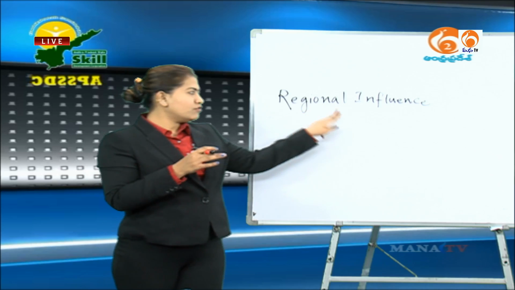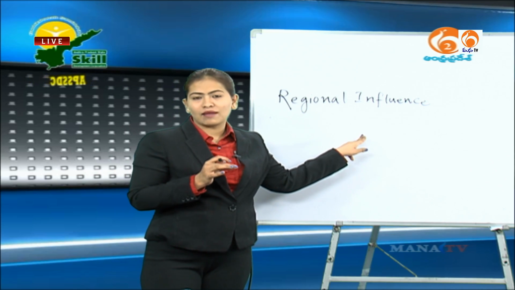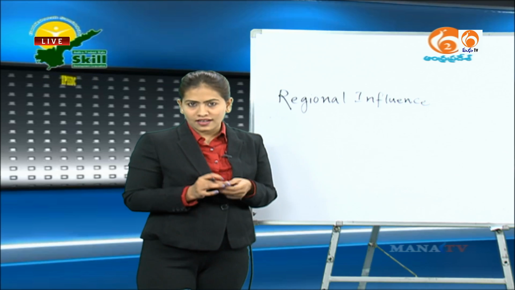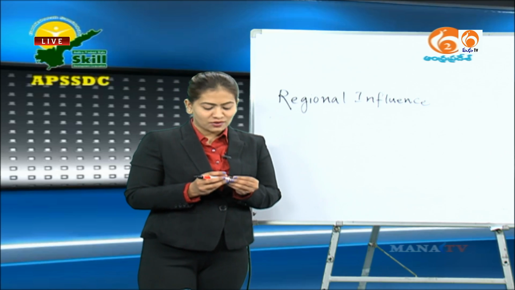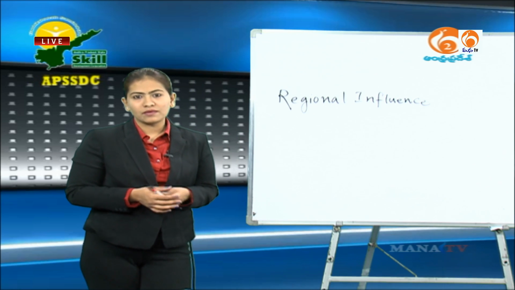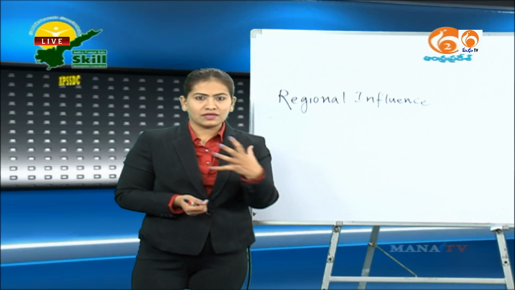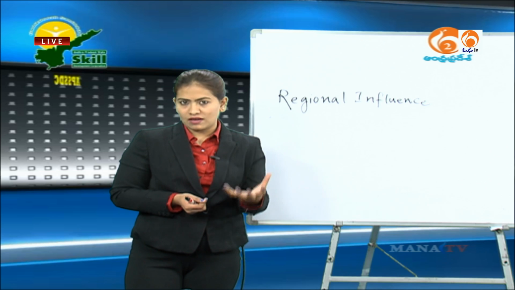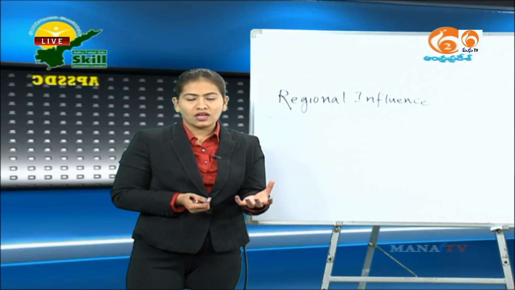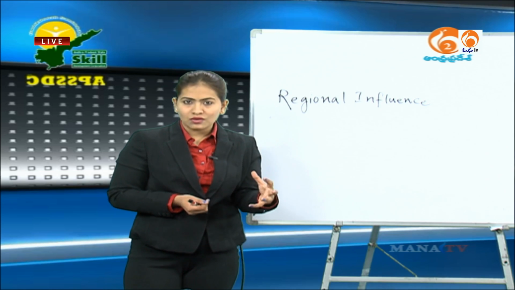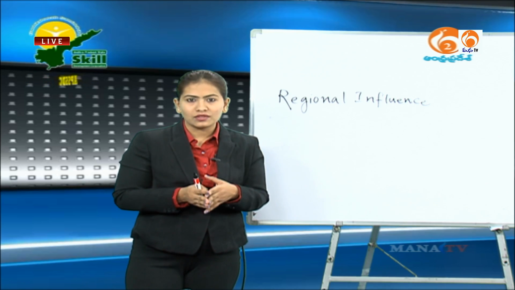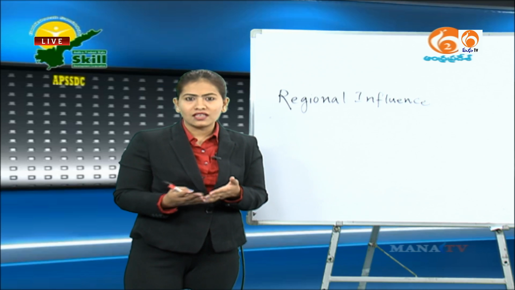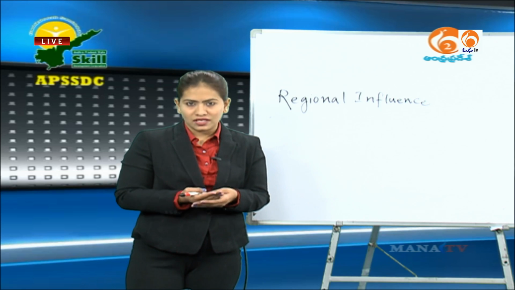So regional influence also in the abbreviated form is called RI. So when I say RI, I actually mean regional influence. So regional influence is nothing but just because of my environment, just because of the region that I come in, the region that I belong to, is where I pick up certain sounds which are very familiar for that particular region, that particular native language, and hence that comes in very naturally to me each time when I speak English.